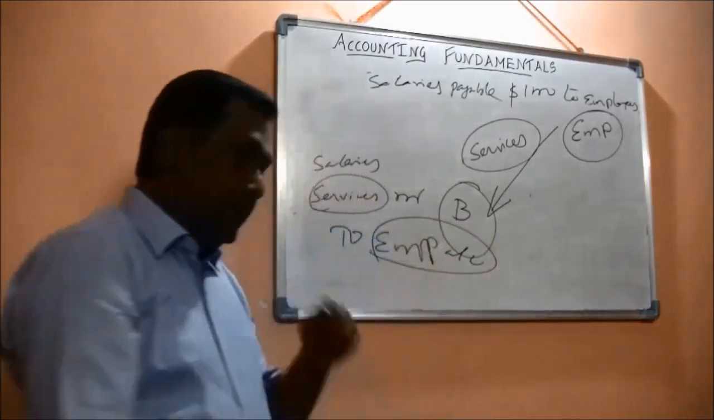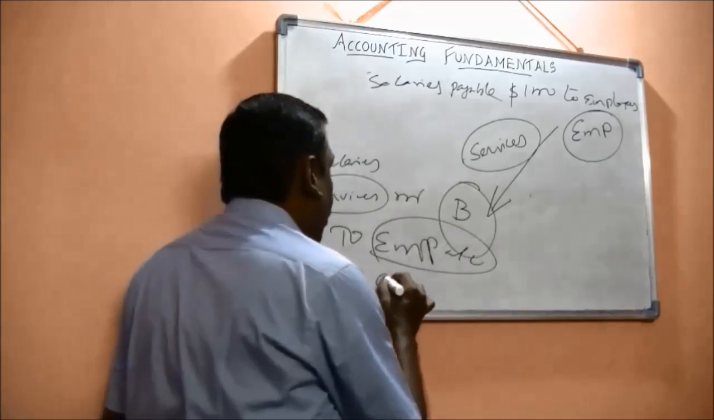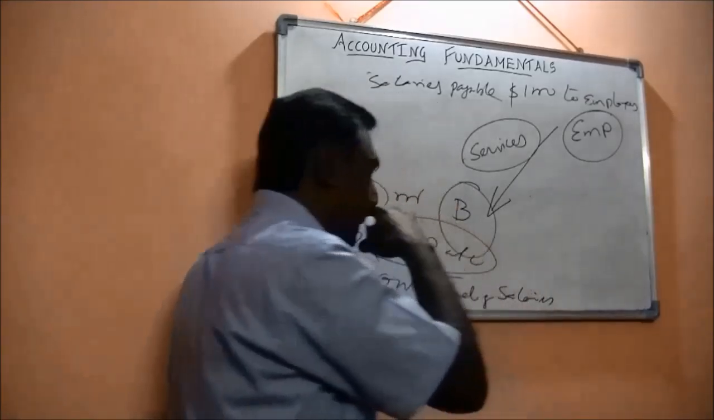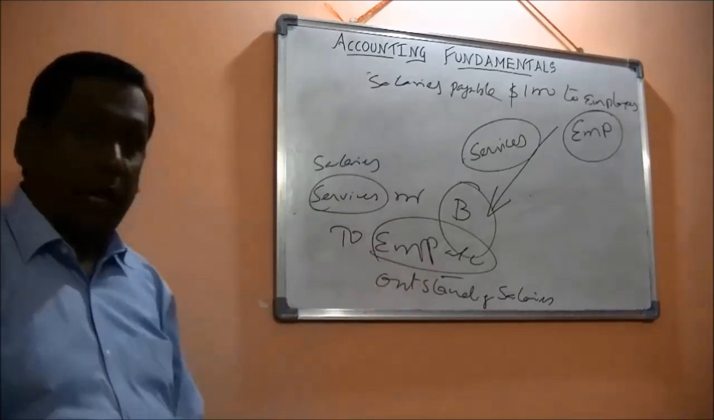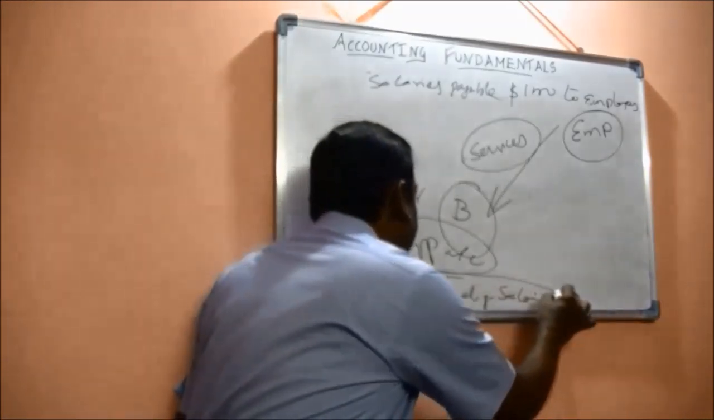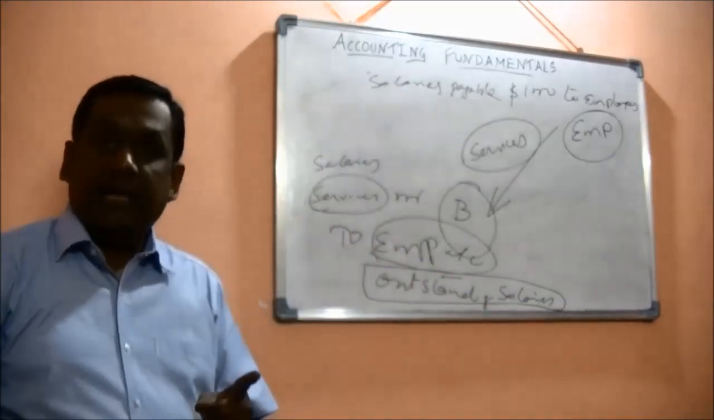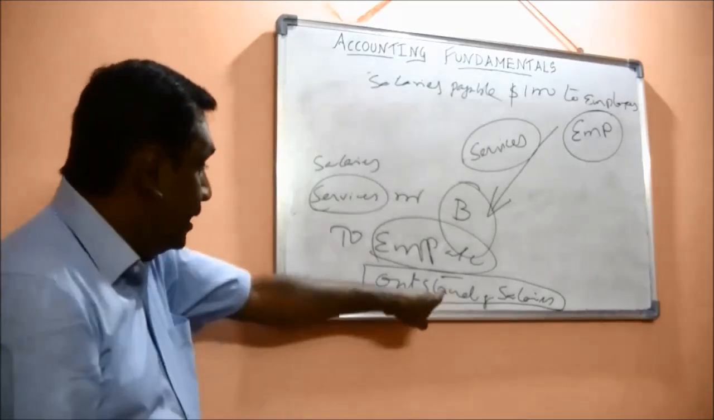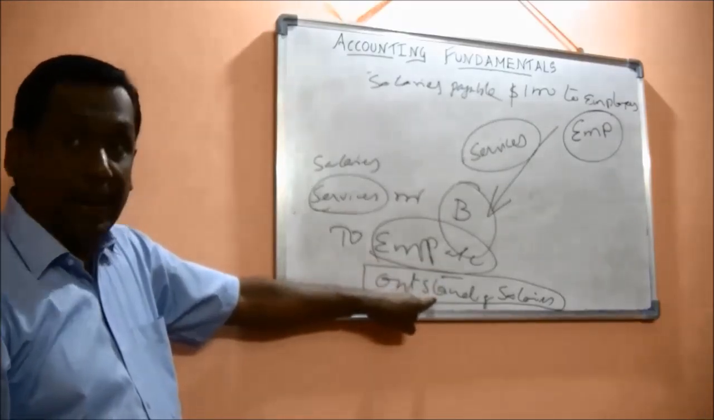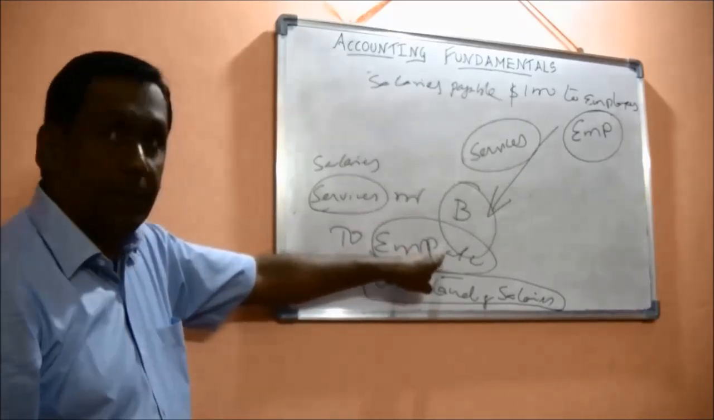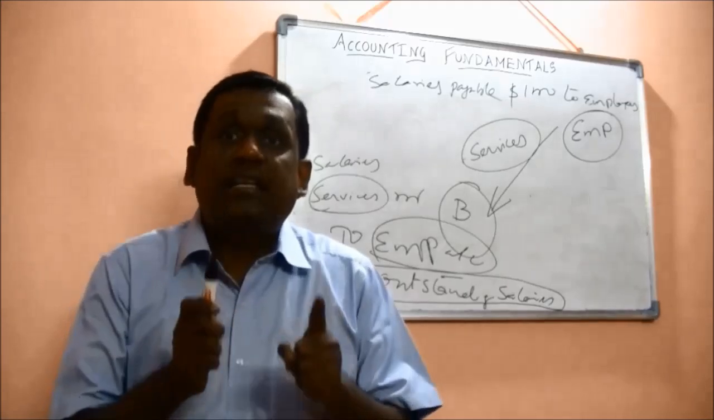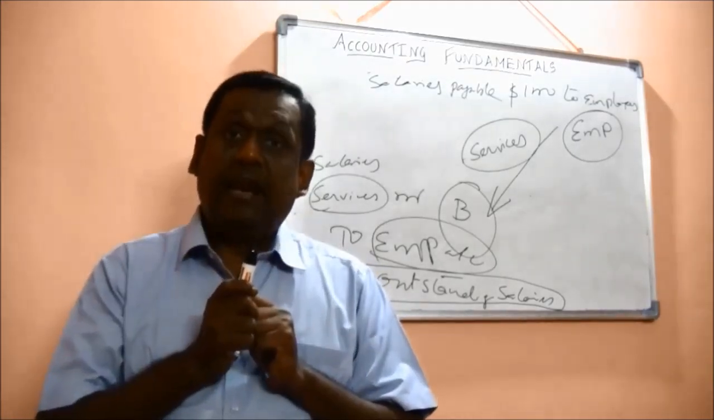Instead of crediting employees, you can also credit outstanding salaries. That is also correct. Here, outstanding salaries will be considered as a representative person. You know why? This is representing on behalf of a person. Outstanding salaries account is representing on behalf of a personal account. Employees is a personal account. So this account is representing on behalf of a person. Hence, outstanding salaries will be considered as a representative person.